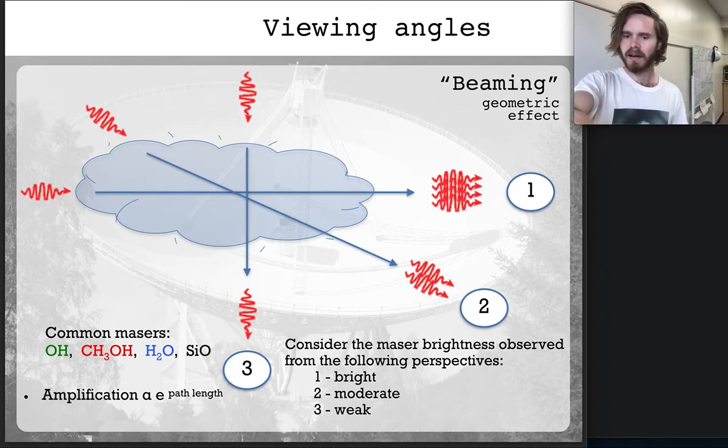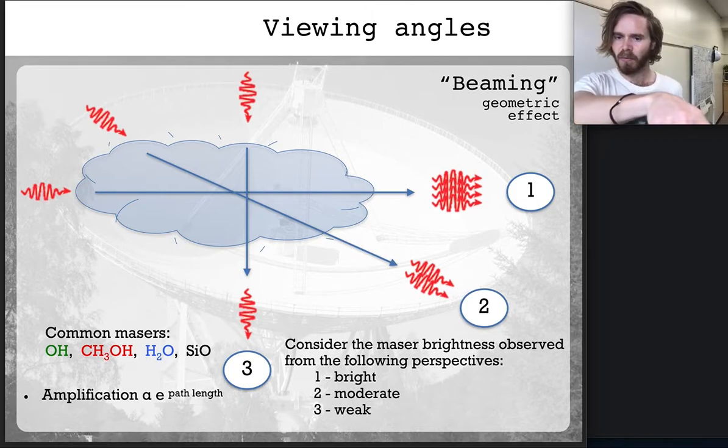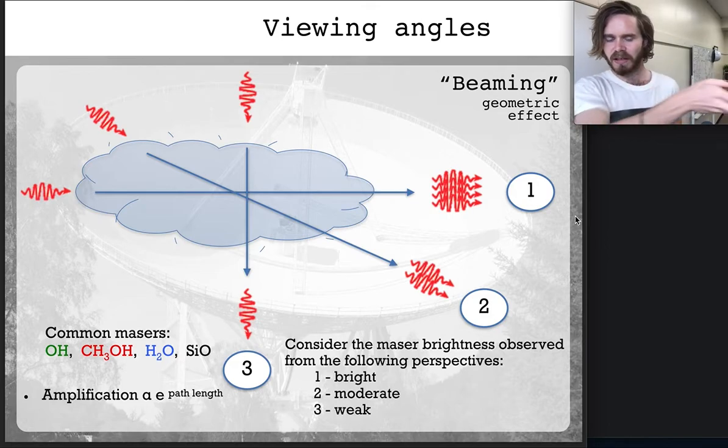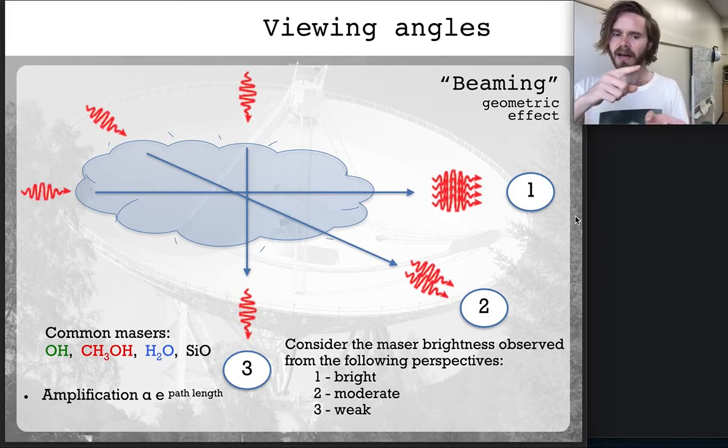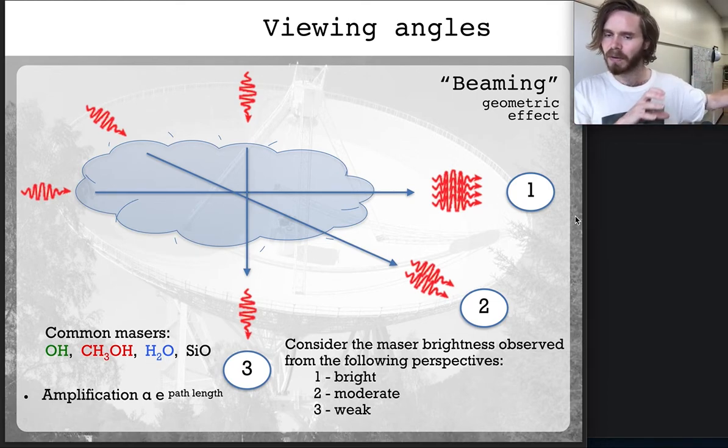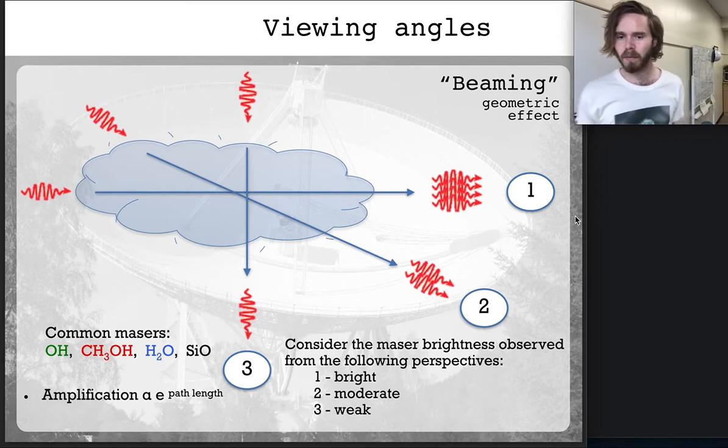So let's take, if you were stood at position 1 here, and this photon is coming in and is going through the maser in a direction that has a lot of path length. So it has a lot of opportunities to stimulate emission, and then each of those 2 photons stimulating another 2, and then to produce this exponential amplification through path length. So somebody observing from perspective 1 is going to observe a lot of photons.